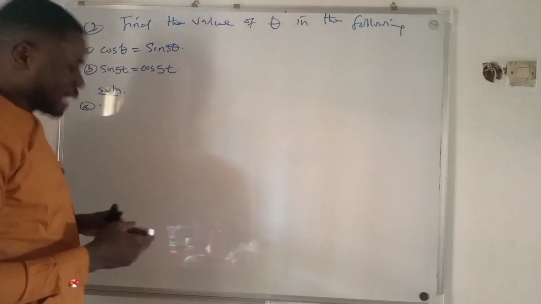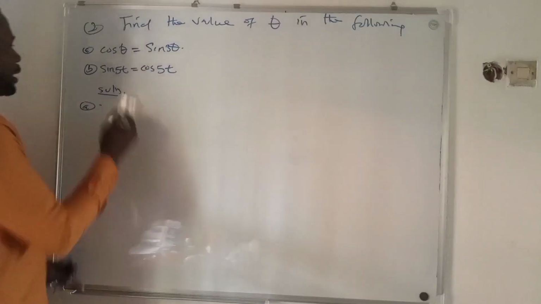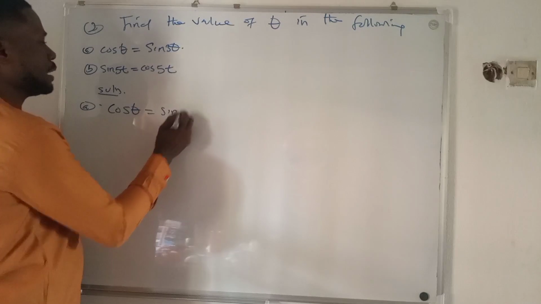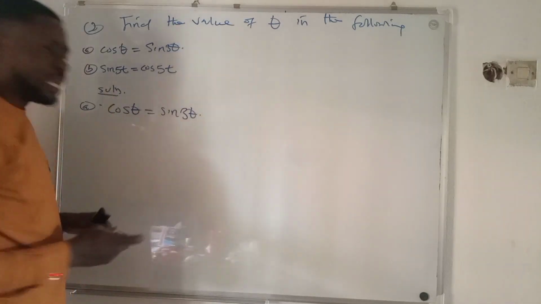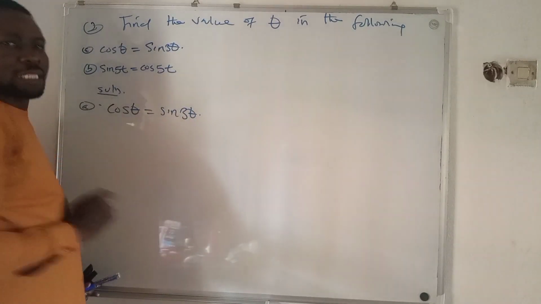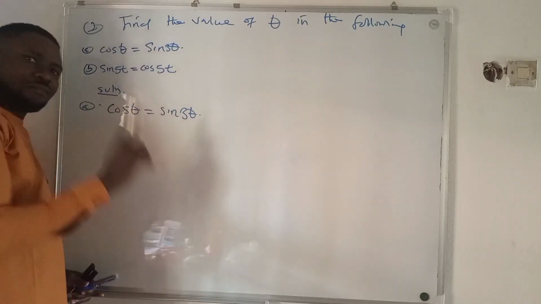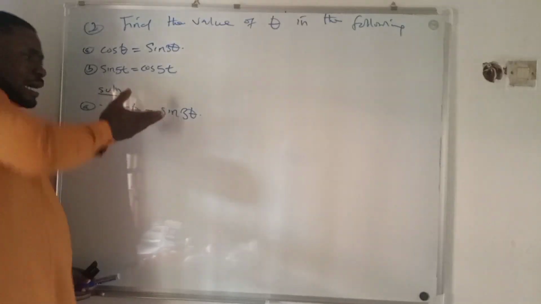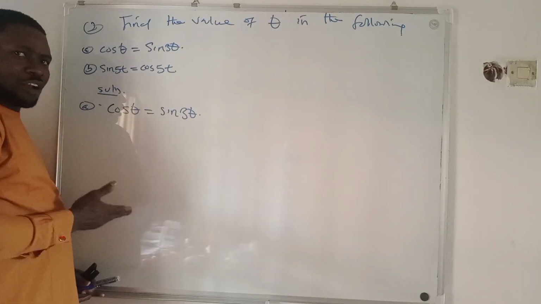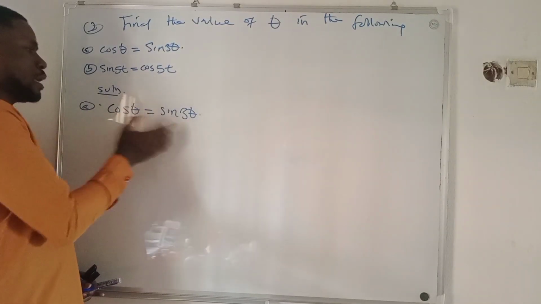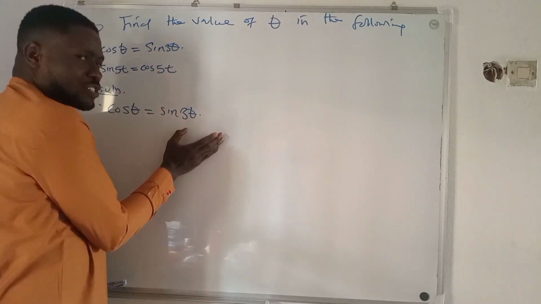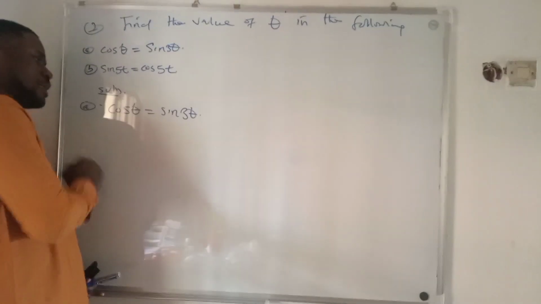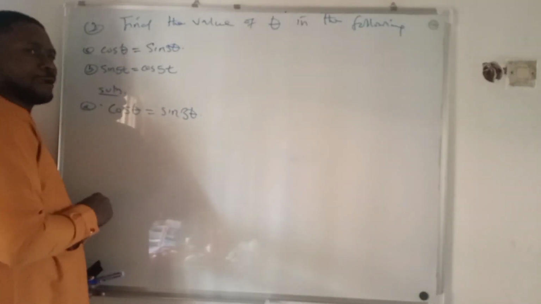I want you to get one thing straight: if we are given cos theta equal to sin 3 theta, and the question is find the value of theta, it will be difficult for us to have that correct if we do not try to have the same trig ratios on either side of the equation. It means that it's either we remove sine from the right hand side and we have cos there, or we remove cos from the left hand side and we have sine there.